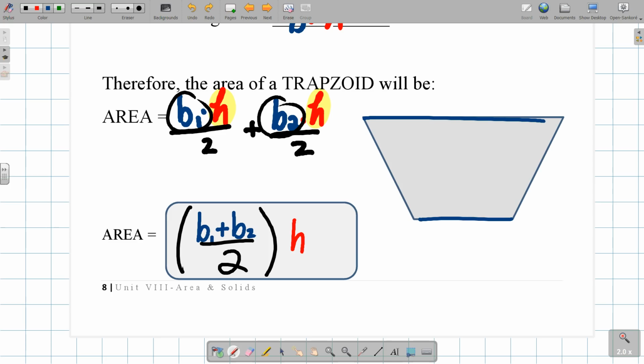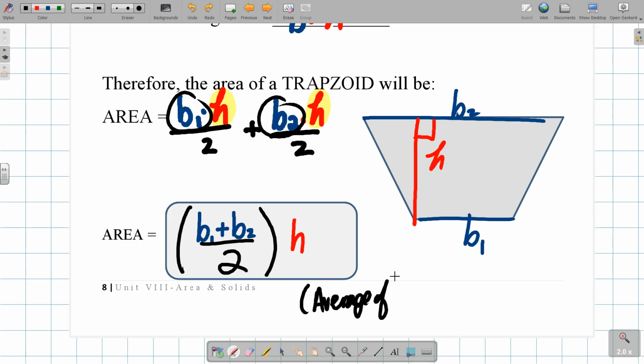As you average the bases, add, divide by 2, then times the height. So area of a trapezoid is the average of the bases times the height. Average of the bases times the height.